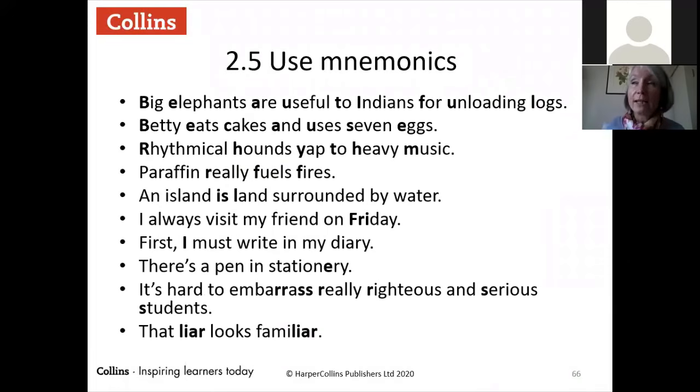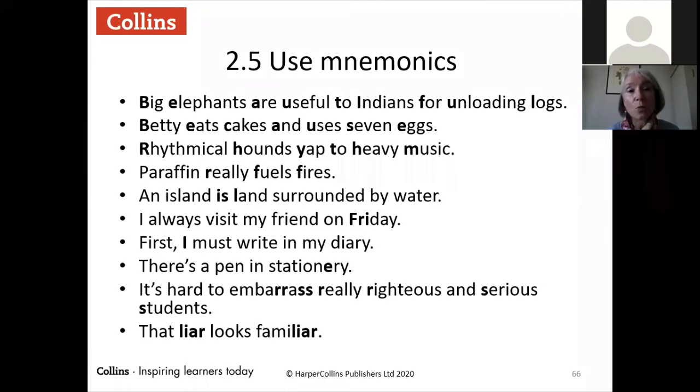And use mnemonics. This is where it comes down to understanding how each individual student, how we as individuals learn. I find mnemonics really useful for spelling. I'm always confusing stationary, meaning still, and stationery, meaning pens and paper. So I've made up this little mnemonic. There's a pen in stationery to remind me that pens and paper has got an E in it, because there's also an E in pen. So we can make up these little phrases that help us.